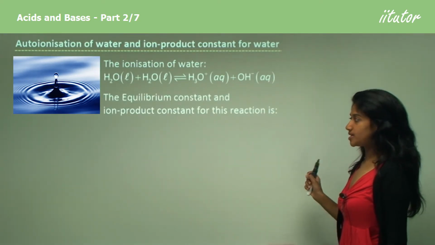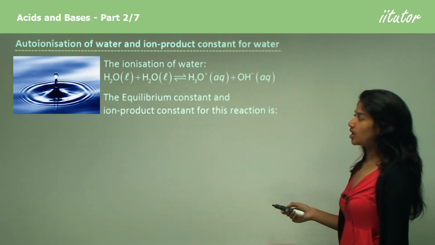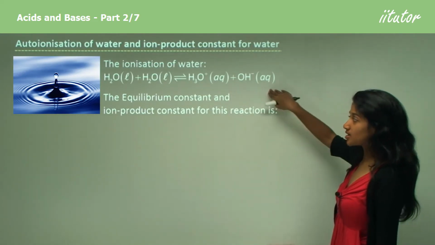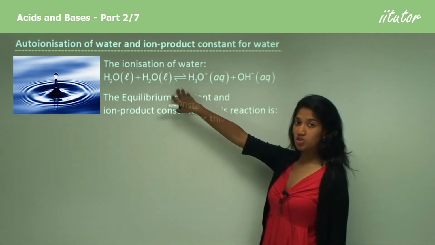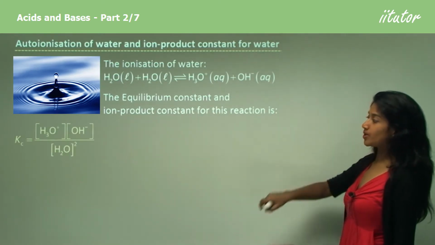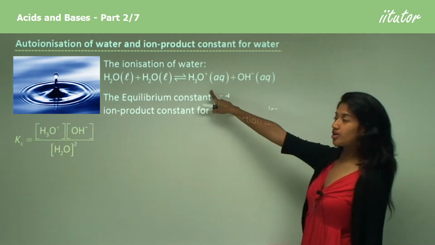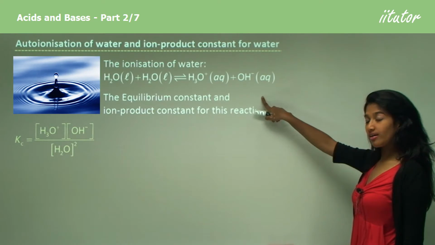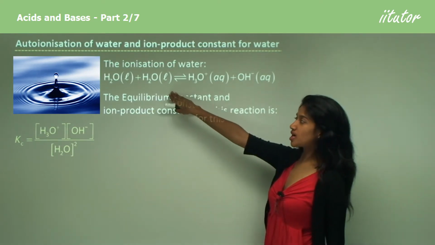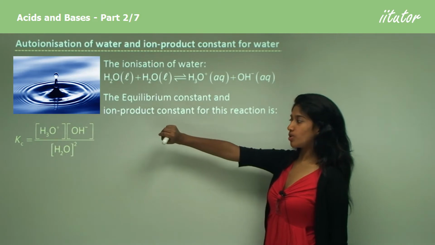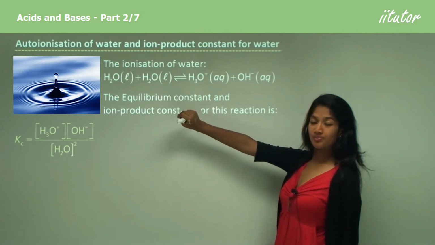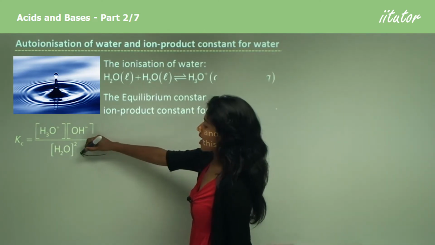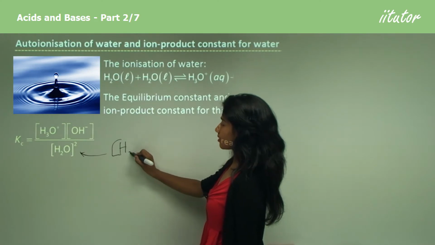The equilibrium constant and ion product constant for this reaction. The equilibrium constant for this reaction, as we worked out earlier, is the concentration of the products over the concentration of the reactants. So we would get the concentration of the hydronium ions times the concentration of the hydroxide ions, and you divide it by the concentration of water and the concentration of water. So you would get two water concentrations. In other words, you can square it. So this would actually look like this.